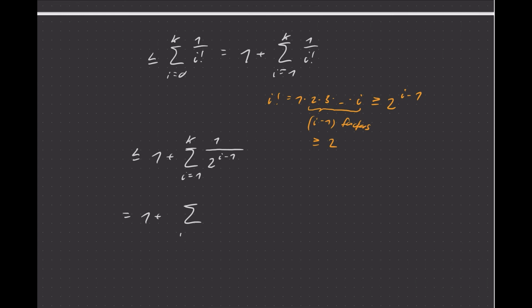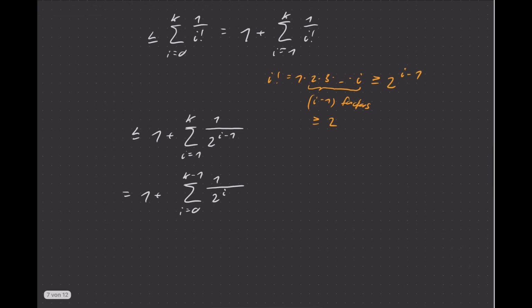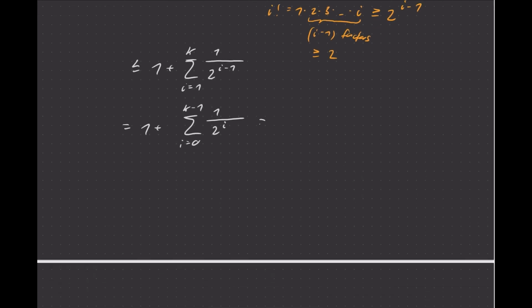Let's do an index shift to start from 0 again. So instead of going from 1 to k, we can also go from 0 to k minus 1. And then, of course, we'll have to take 2 to the power of i. And that's, of course, the reason why we're doing that. What we want is to get back to a geometric sum because we have a formula for that, so we can evaluate this expression.